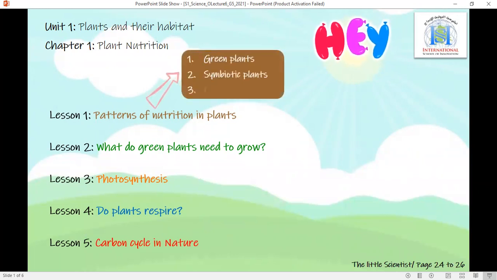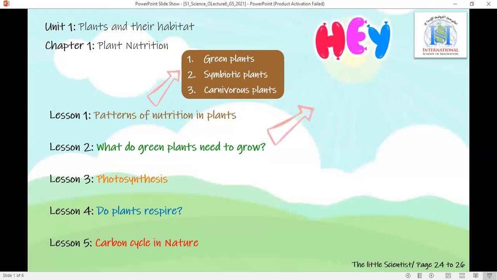Green plants are excellent plants that make their own food by themselves, and we call them producers. Symbiotic plants are plants that need help, and these plants go into mutualism, commensalism, and parasitism. Carnivorous plants are producers, and they are also consumers.